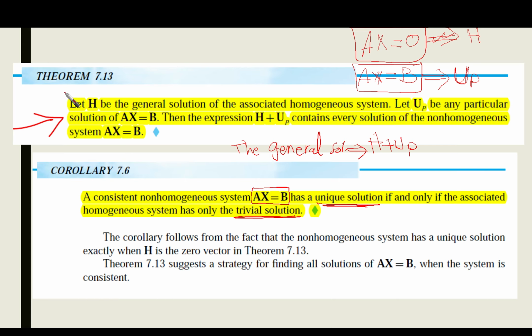Let's talk about this theorem. Let H be the general solution of the associated homogeneous system. So we have AX equal to 0, the zero vector. It has an H, which is a solution for the associated homogeneous equation.